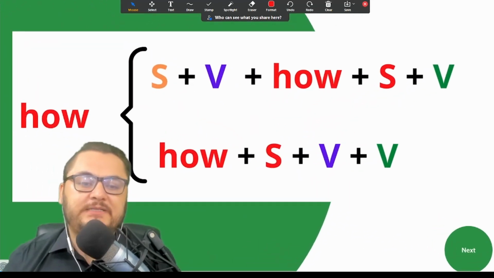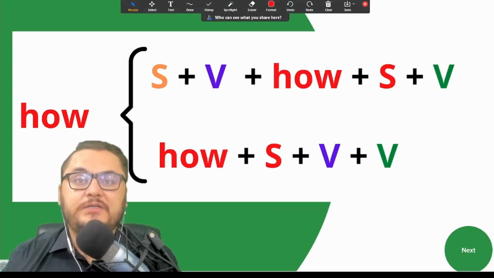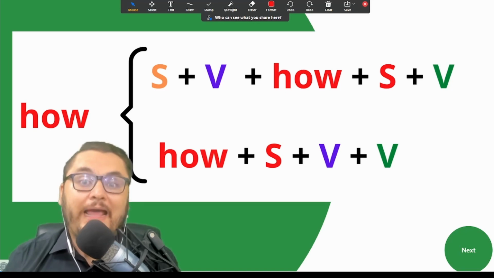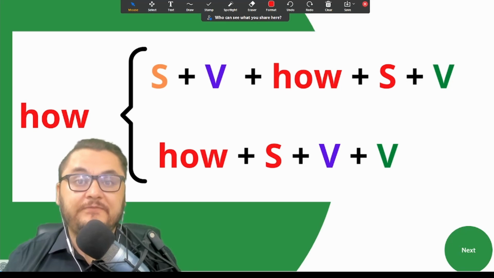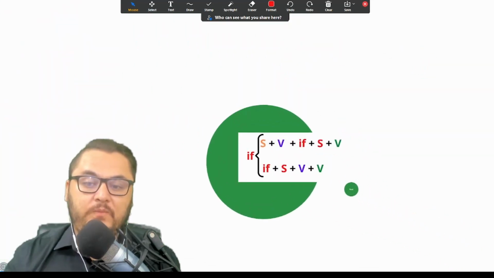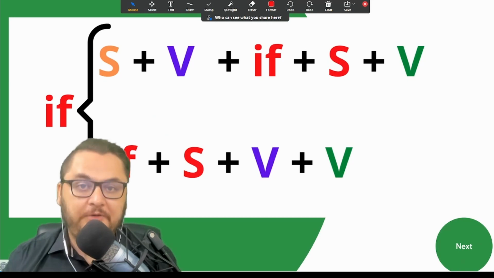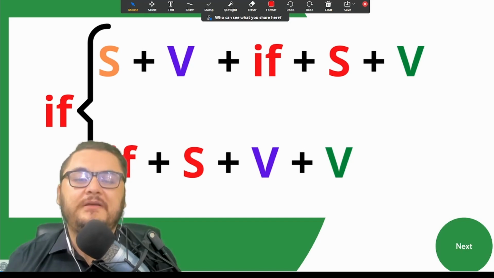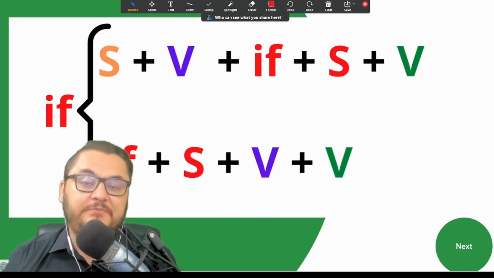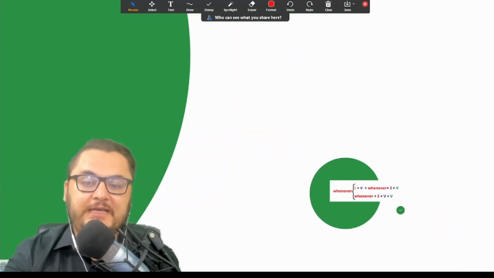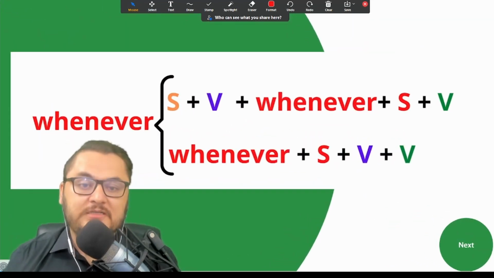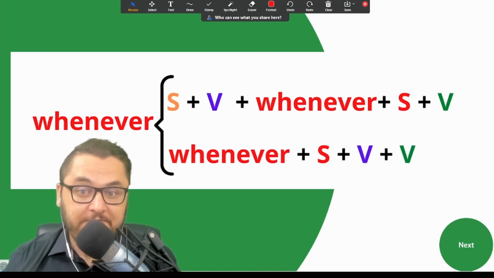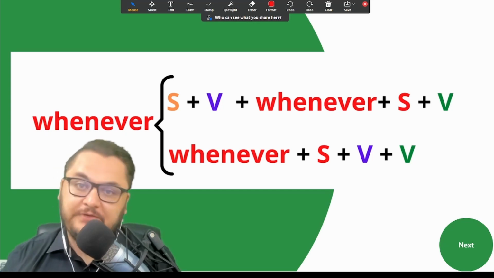Then we jump into how. So how contains the formula of subject, verb, how, subject, verb. Then we have how plus subject, verb, and verb. Then we have if. So the formula for if is subject, verb, if, subject, verb. If plus subject plus verb plus verb. Then we have whenever. So the formula is subject verb, whenever, subject verb, or whenever, subject verb and verb.